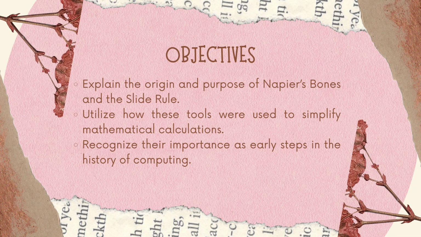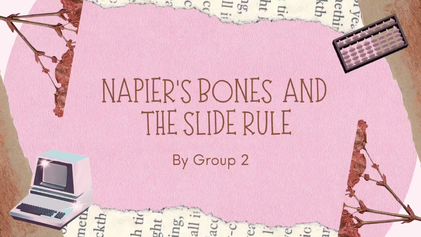Here are the objectives of our discussion. First, explain the origin and purpose of Napier's bones and the slide rule. Second, utilize how these tools were used to simplify mathematical calculations. And third, recognize their importance as early steps in the history of computing. So, I'll be proceeding to the history of computing.